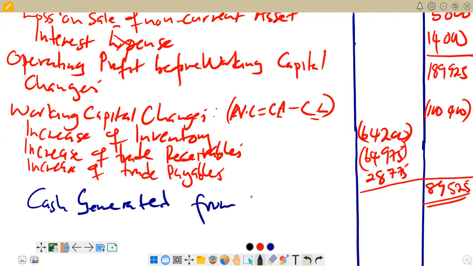Cash generated from operations. Remember, in the statement of cash flow, we've got three sections: the section for operating activities, the section for investing activities, and the section for financing activities. When we make adjustments for those three sections, that's where we are going to have the net cash inflow or outflow of cash and cash equivalents. That we are going to add to the opening balance of cash and cash equivalents, and then you get the closing balance of cash and cash equivalents. So that's what we have in terms of statement of cash flow.